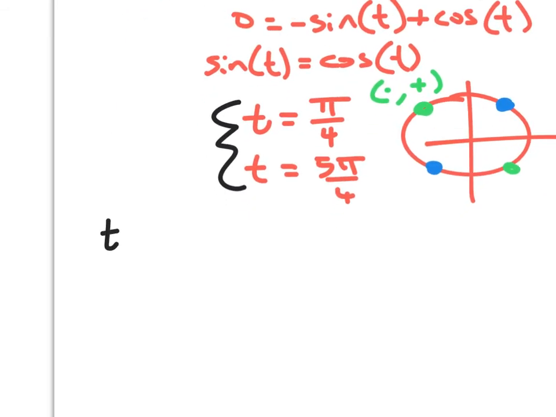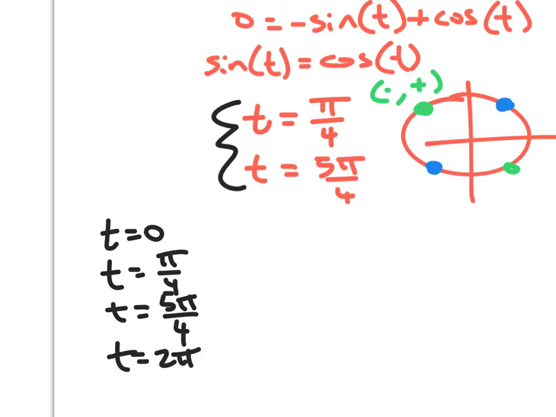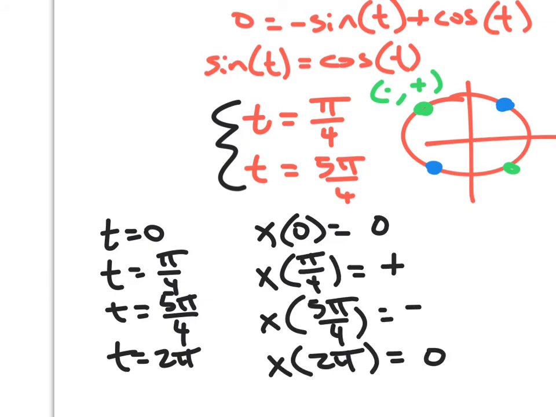So my values are 0, pi over 4, 5 pi over 4, and 2 pi. So I want to take the position of each of those and find out which one is minimum. I'll come back with an answer momentarily.